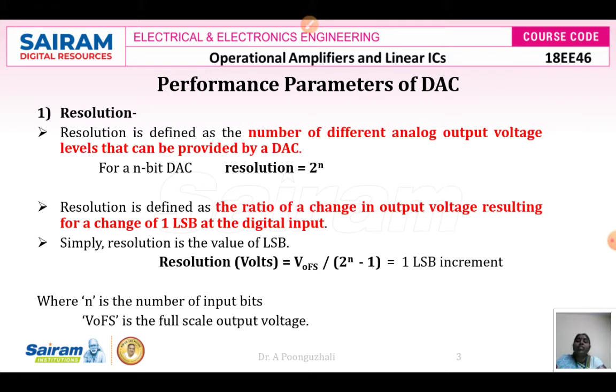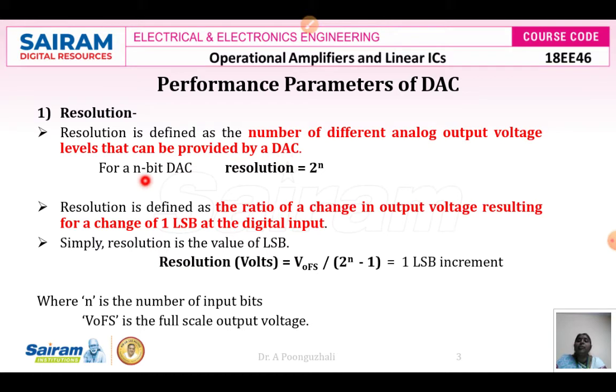Here we are going to see the performance parameters of DAC. First parameter we are going to define is resolution. Here, resolution is going to be defined as the number of analog output voltage levels that can be provided by your DAC.